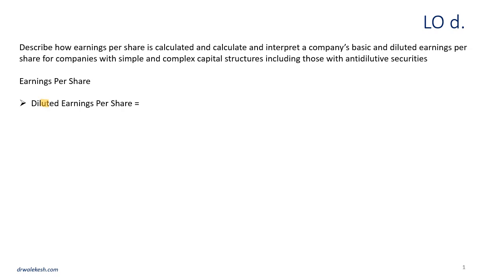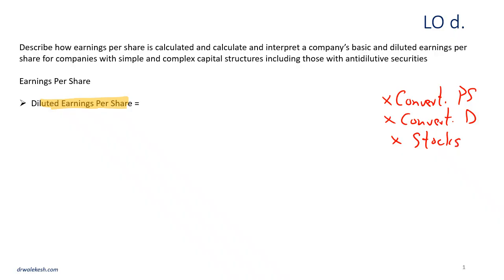How do we compute diluted earnings per share? To compute diluted earnings per share, we would examine convertible preferred stock, we will examine convertible debt, we will also look at stock options. It is worth noting that what we are looking at is diluted earnings per share.